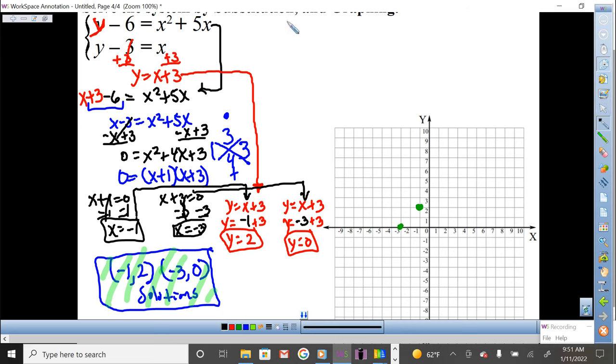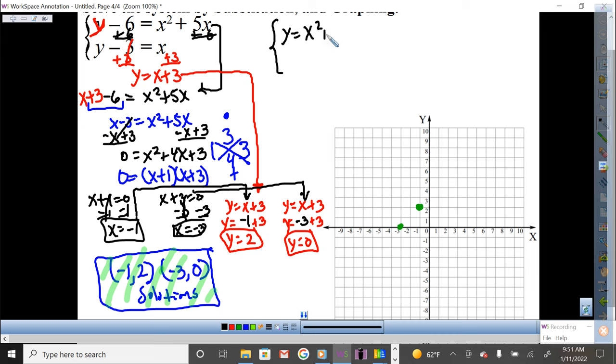So I'm going to rewrite my system over here. So the first one, I add 6 to each side. And that leaves me with y equals x squared plus 5x plus 6. And then the second equation is already solved for y. I'm just going to bring it over. Y equals x plus 3. All right. So to graph the second one, the easiest one, I start with what? Positive 3, which is right there.